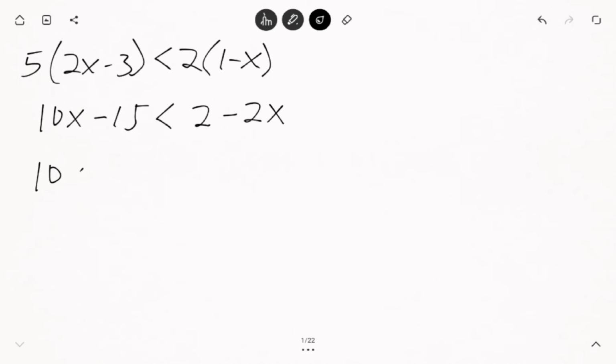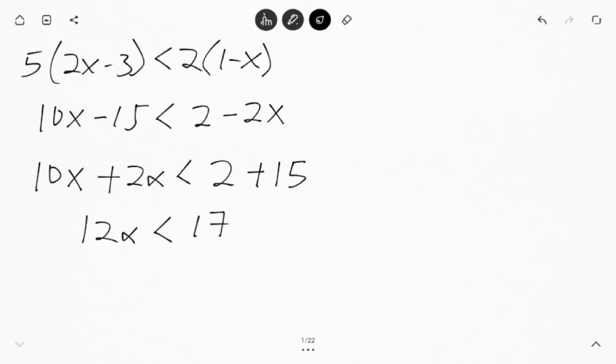I maintain my 10x over here, and I bring the negative 2x over here to the left side of the inequality sign, it becomes plus 2x. Then I have my 2 here. I send the negative 15 there, it becomes positive 15. So 10x plus 2x will give me 12x less than 17 over here.